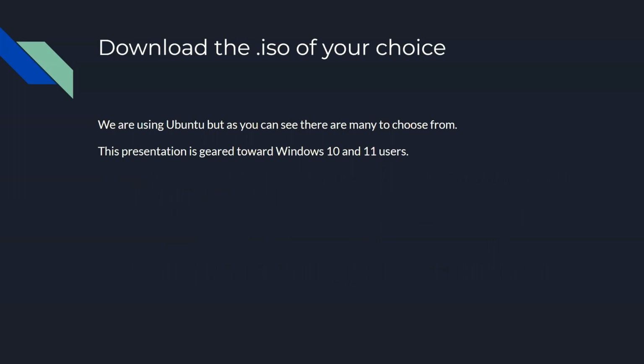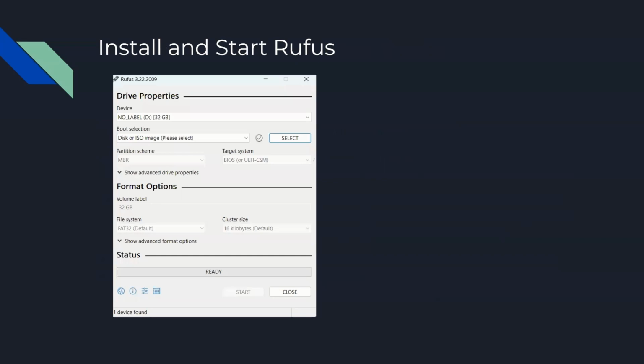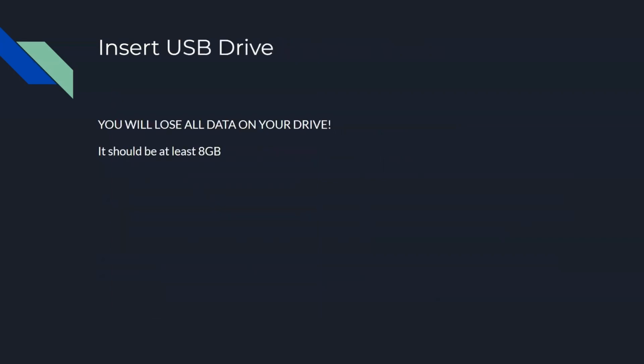Now we'll download the one of our choice, which is Ubuntu. As you can see, there are several to choose from. This presentation is geared towards Windows 10 and 11 users. So you're going to want to go to ubuntu.com/download/desktop. You're going to install and start Rufus. Insert the USB drive. You will lose all data on your drive. It should be at least 8 gigabytes.